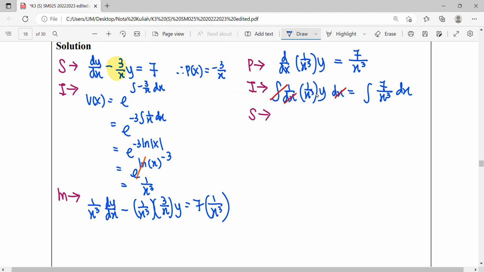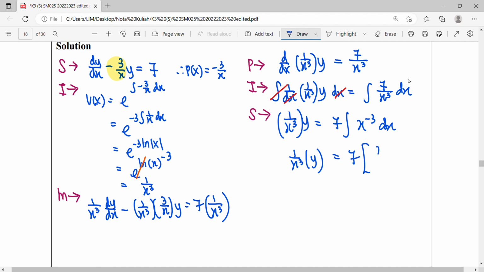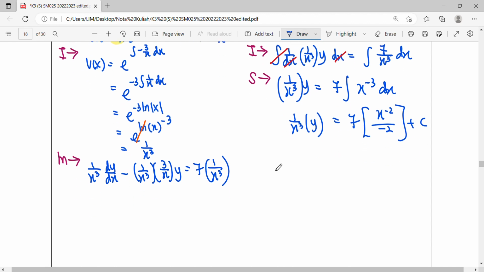It gives you 1 over x cubed y. So now we're going to integrate this side. 7 factorize out. The individual x can be rewritten into the power of negative 3. So we integrate this: power plus 1 over new power, plus c. Lastly, simplify until we get the general solution.